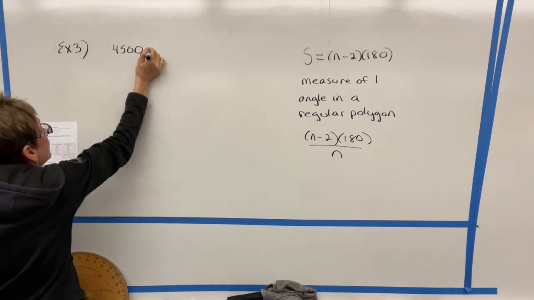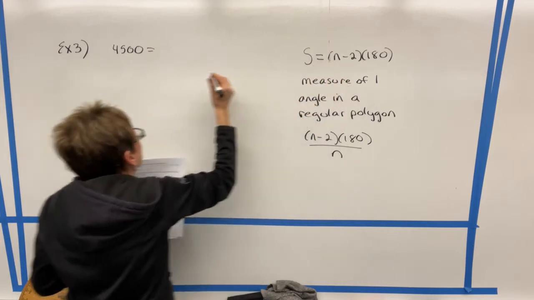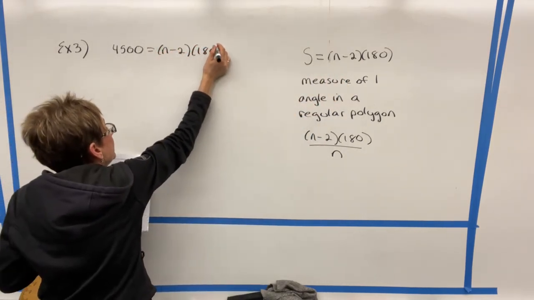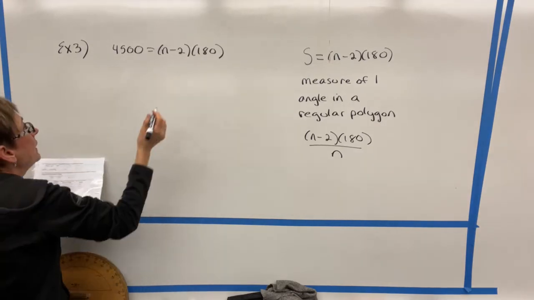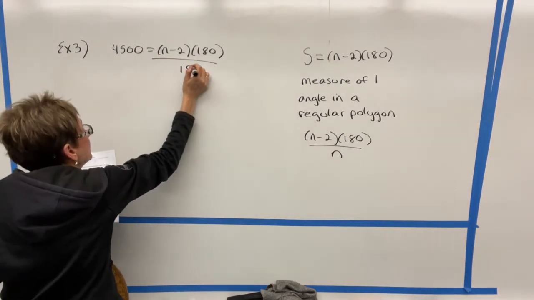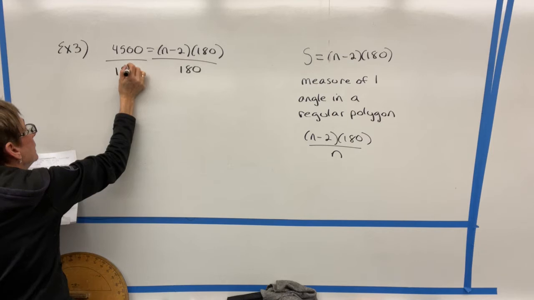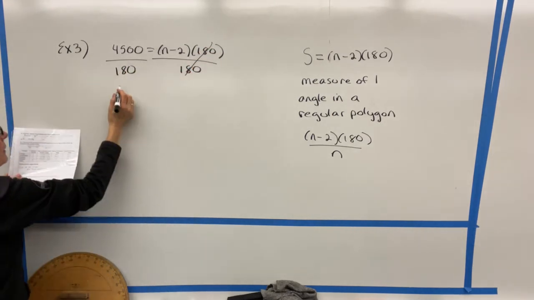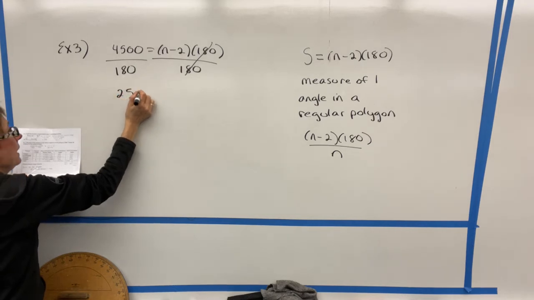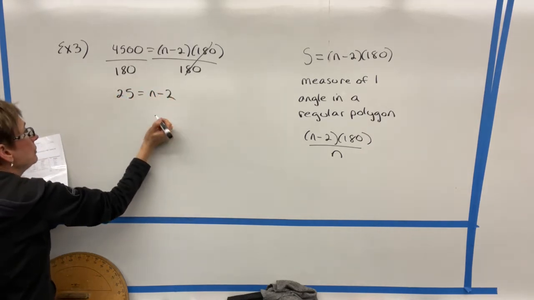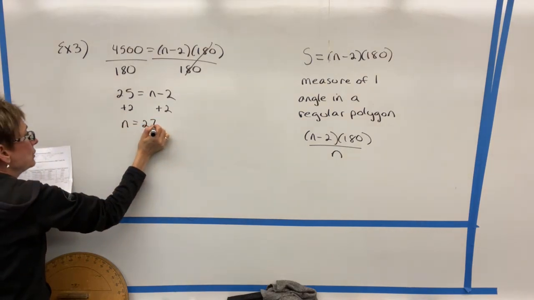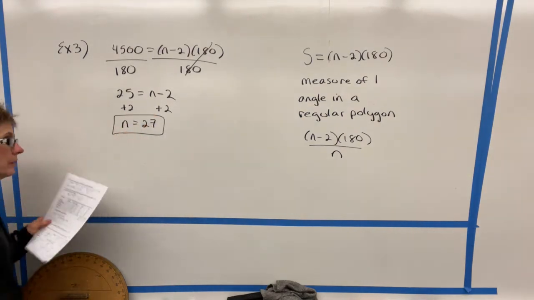4,500. So I'm going to set 4,500 equal to n minus 2 times 180. Then I can divide both sides by 180. When I do, this cancels out here, and I get 25 equals n minus 2. And using my opposite operations, I would get that this is a 27-sided figure.